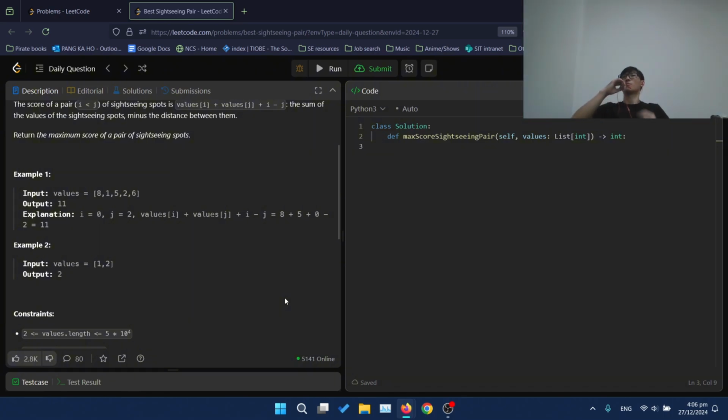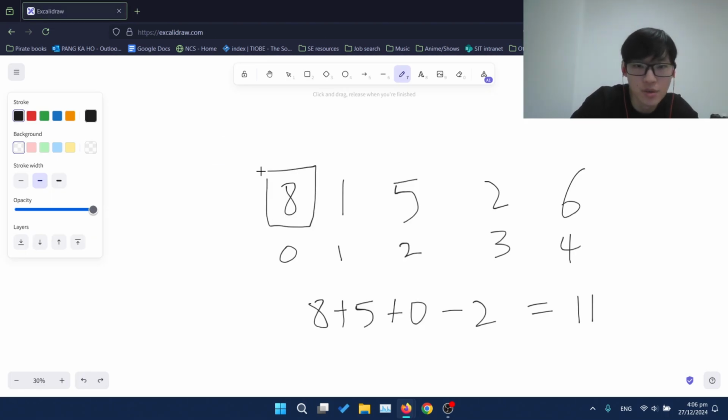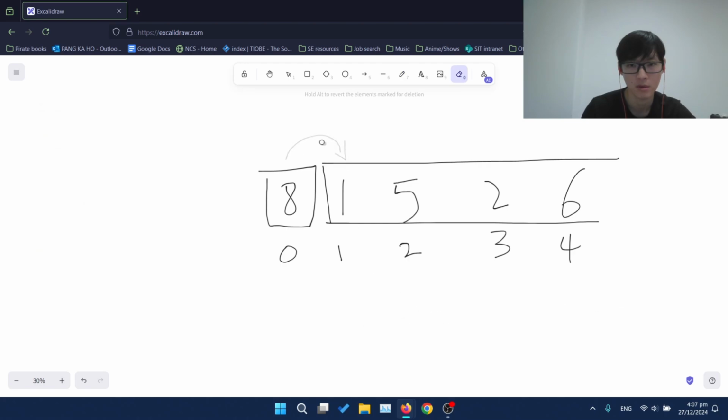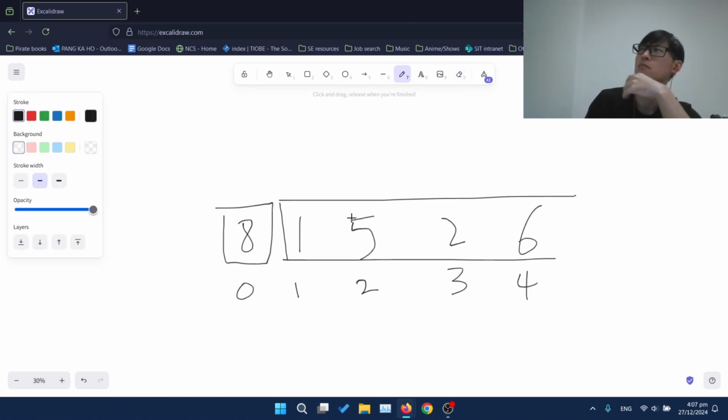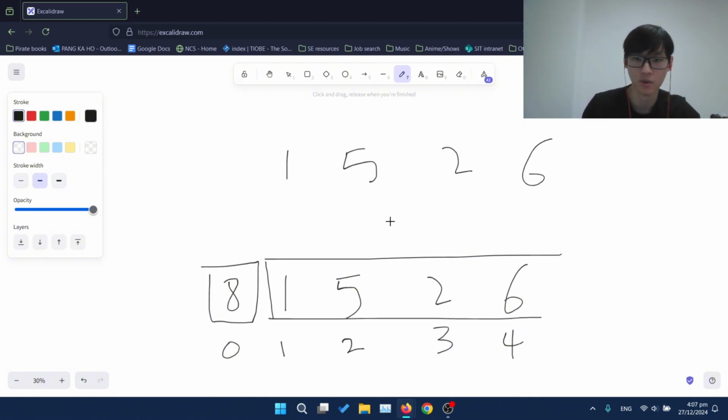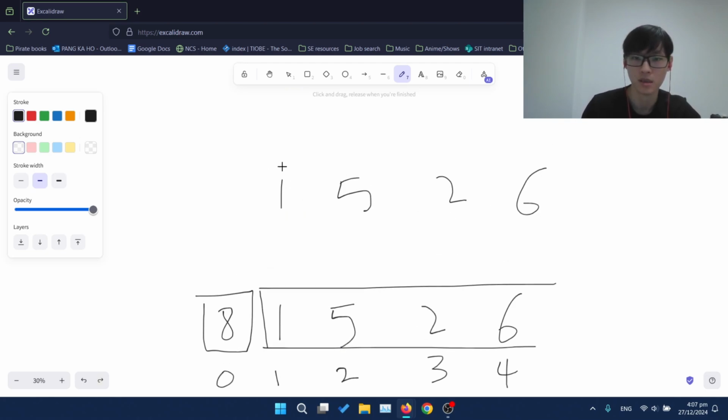I'm thinking if there's a DP component to it. DP component, what does this mean? We can either choose this as one of the spots or not. So if we choose this as one of the spots, then we want to break the subproblem down into this. And what do we want to say? We want to say, what's the best spot. Okay, let's see, if the problem is just like this, then what's the max here? The max here is probably this plus this.